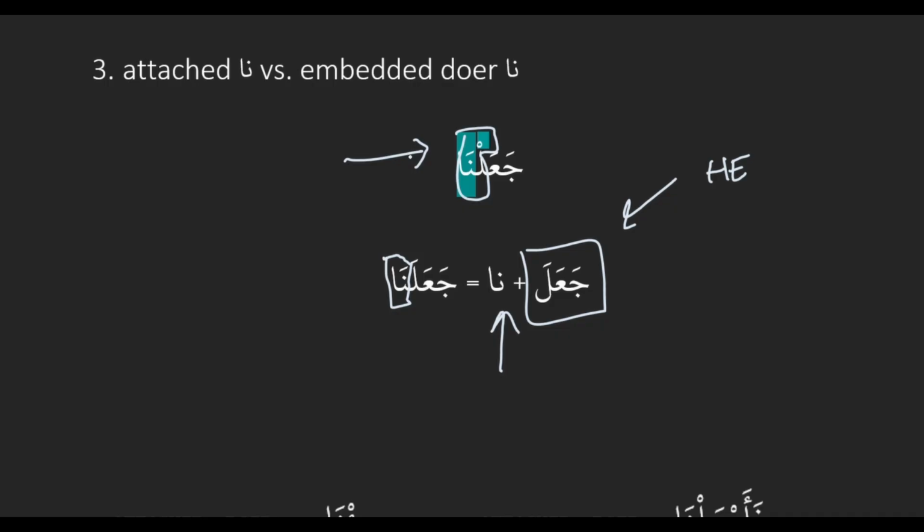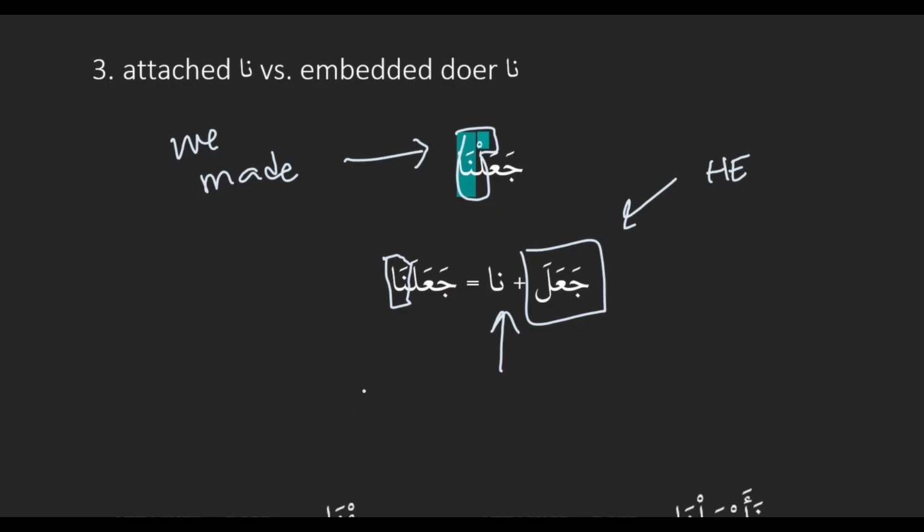So ja'alna would translate as "we made," right? Because "we" is the doer. How does an attached pronoun translate? The thing you chanted at the beginning: a pronoun attached to an action is always a receiver. So the attached pronoun is going to translate as a receiver.